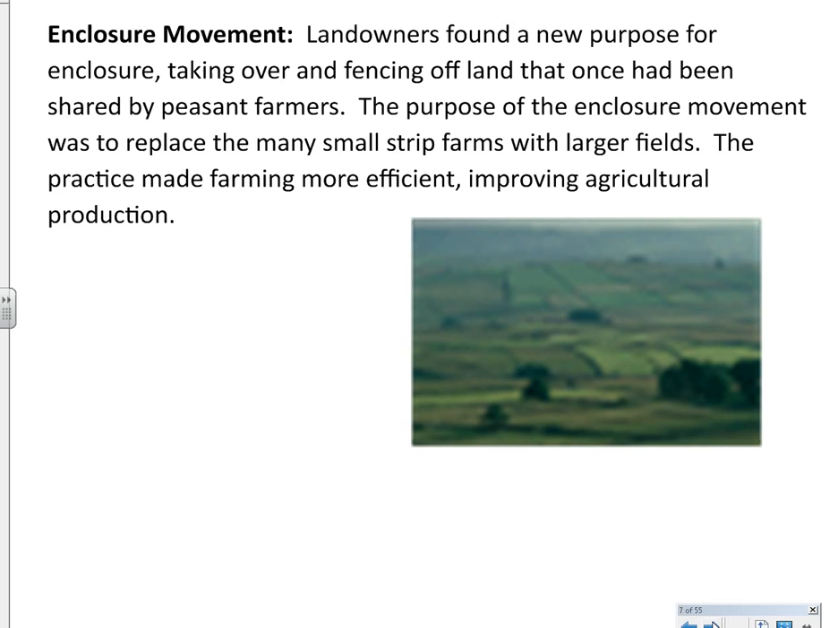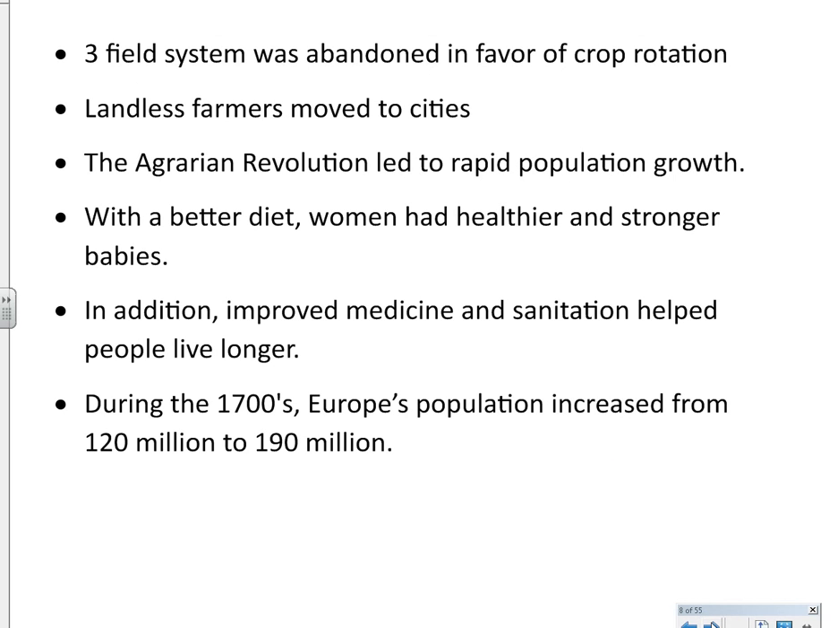More food. Okay. They get rid of the three-field system that had developed in the Middle Ages and had been around for nearly 1,000 years. They instead use crop rotation. You don't plant the same crop in the same field over and over. People that didn't own land, people that farmed but were tenant farmers or rented land from the larger farmers, begin to move to cities. This Agrarian Revolution, because it increases food supply, leads to a rapid population growth.